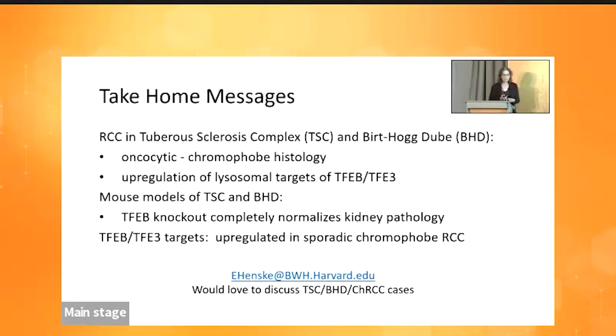So my take-home messages are that kidney cancer in tuberous sclerosis and Birt-Hogg-Dubé often has this interesting oncocytic chromophobe histology and upregulation of the lysosomal targets of TFEB and TFE3, which seems to be a theme through this session, that in mouse models of both tuberous sclerosis and Birt-Hogg-Dubé, and work done by us and by our colleague Andrea Ballabio, TFEB knockout fixes completely the kidney disease, and that lastly, TFEB and TFE3 targets, including lysosomal genes and proteins, are upregulated in sporadic chromophobe kidney cancer. Thank you very much.